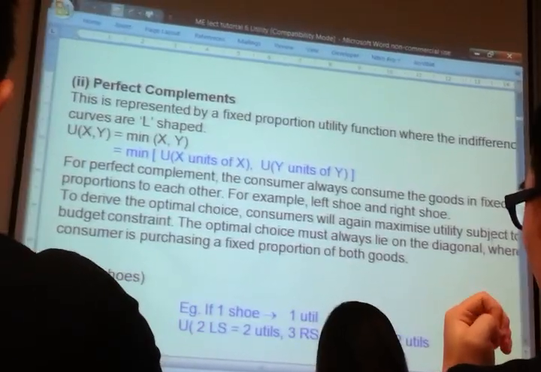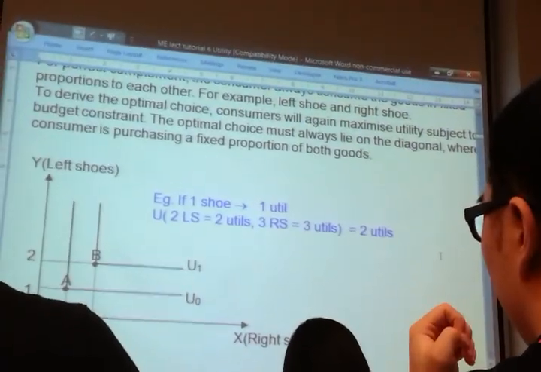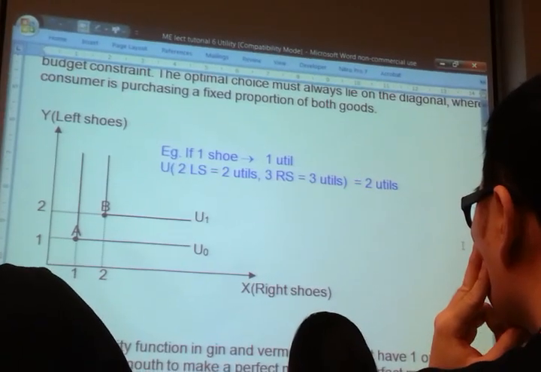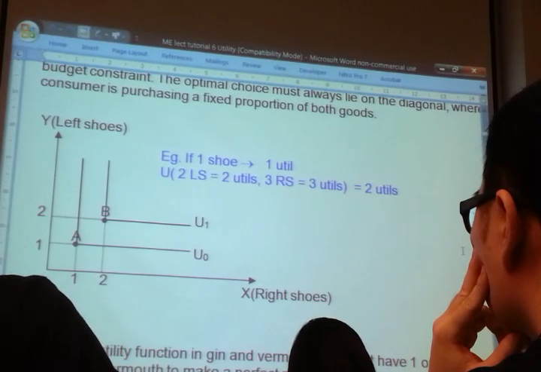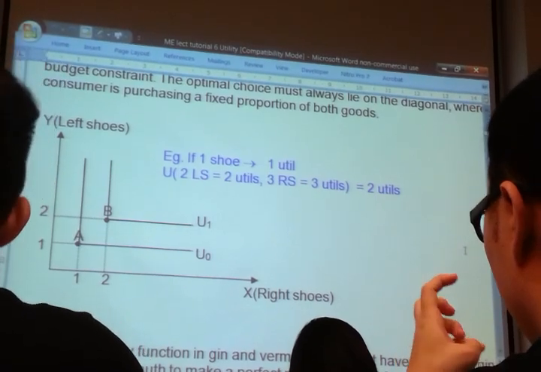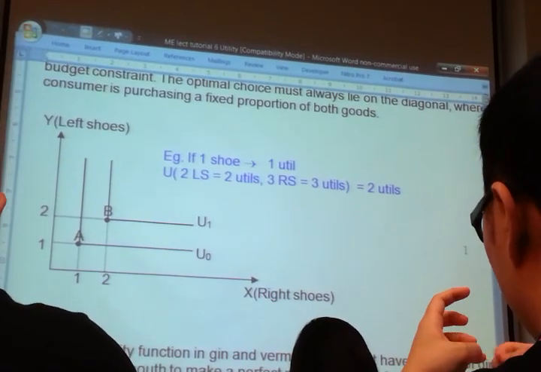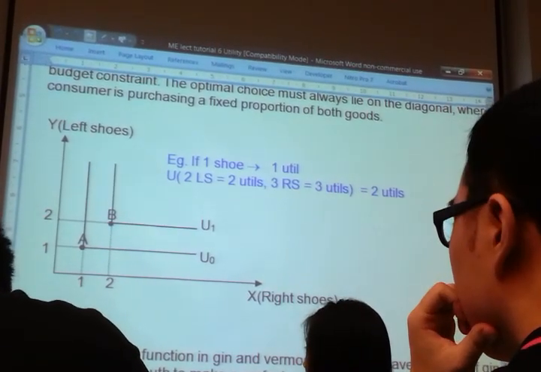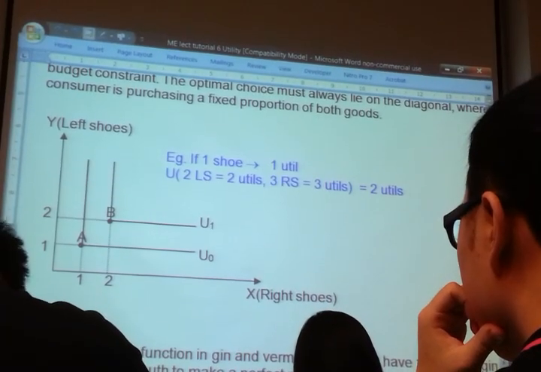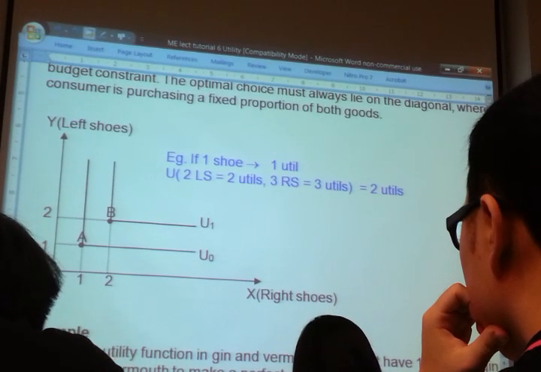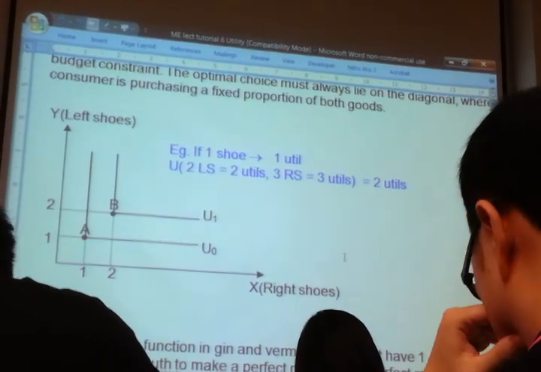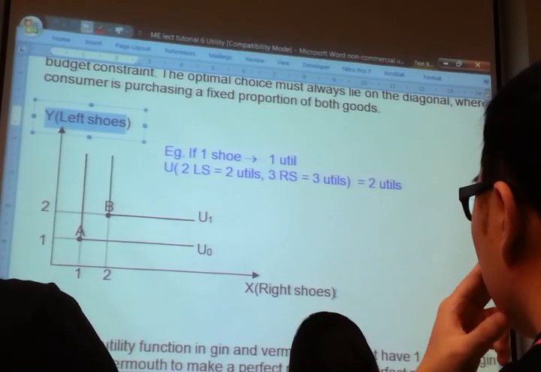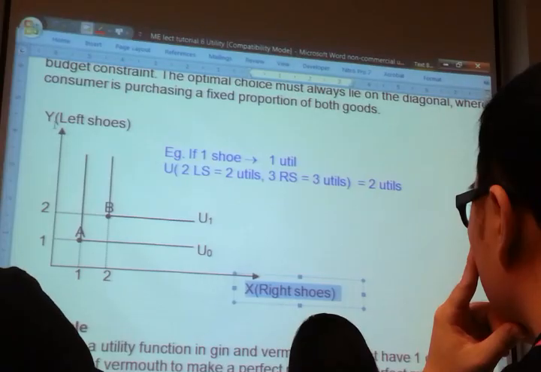Okay, so in the case of perfect complements, remember complement means the two things must be used together, otherwise it's useless. Now, left shoe and right shoe must be used together. Right? You don't see people go around shopping wearing one left shoe with no right shoe, simply because they must be used together. Or you cannot see left shoe and left shoe, unless your feet are very special. Then you wear two left shoes. Otherwise no. So that means they must perfectly complement each other. The left shoe must be perfectly complemented with a right shoe. So X is right shoe, Y is left shoe.